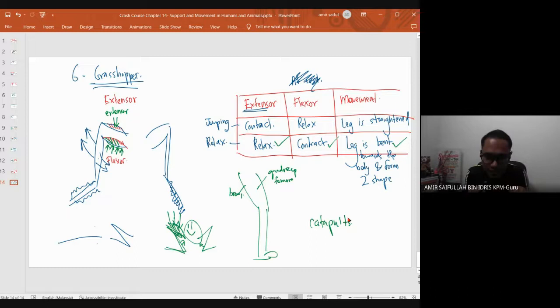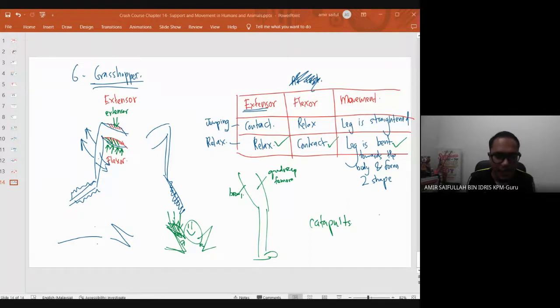So when the grasshopper wants to jump, they will bend their leg as close as possible to produce the force. Then they release their leg. The leg is straightened. Boom. Oh, they can jump very far. They will produce the catapult force. Okay, clear? So that is for the grasshopper. So when jumping, the extensor contracts, causing the leg to be straightened, the flexor relaxes, so the grasshopper can jump. Okay, guys, clear? Good. So far, so good.